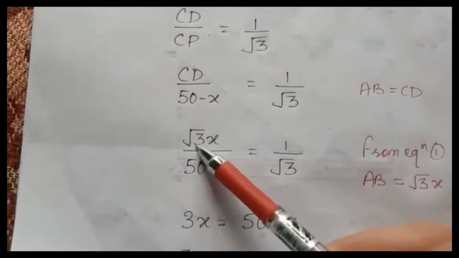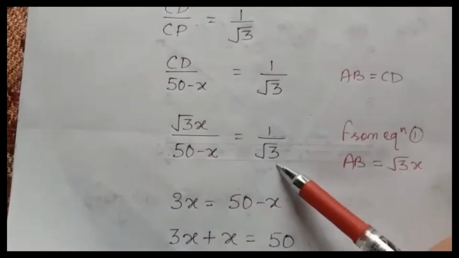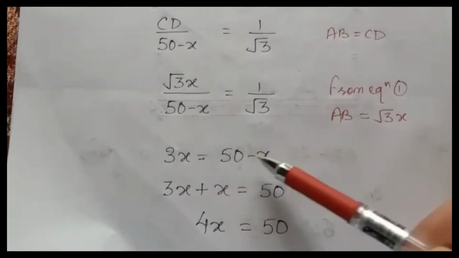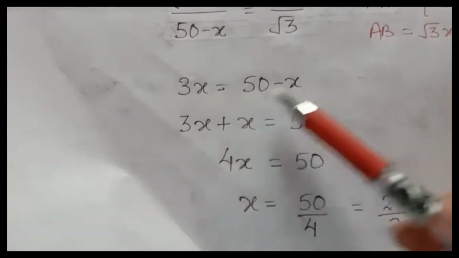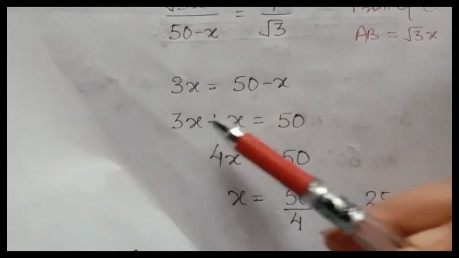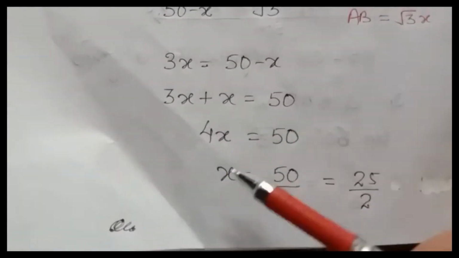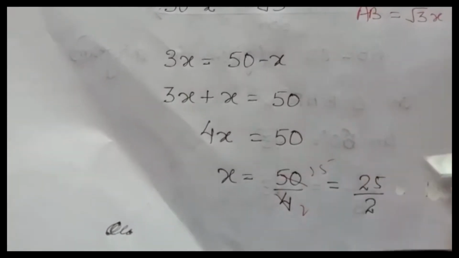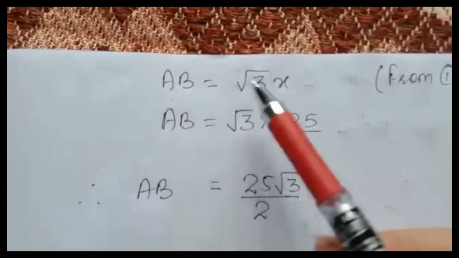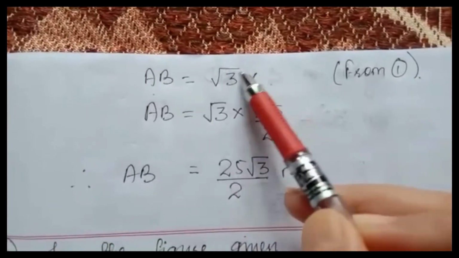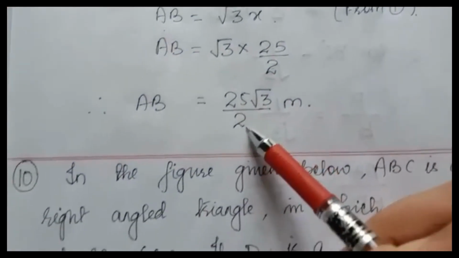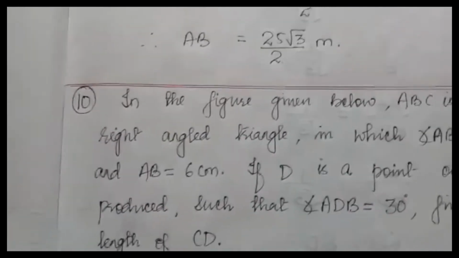Now cross multiplication, √3 into x into √3. √3 into √3, 3x is equal to 50 minus x into 1, 50 minus x. Keep x on one side. 3x plus x is equal to 50. 3x plus x is 4x is equal to 50. So x is equal to 50 by 4. Cancel, 2 2s are 4, 2 25s are 50, so 25 by 2 is the value of x. We need to find the value of AB, and AB is √3x. So in place of x, you put the value √3 into 25 by 2. So 25√3 by 2 is the value of AB.